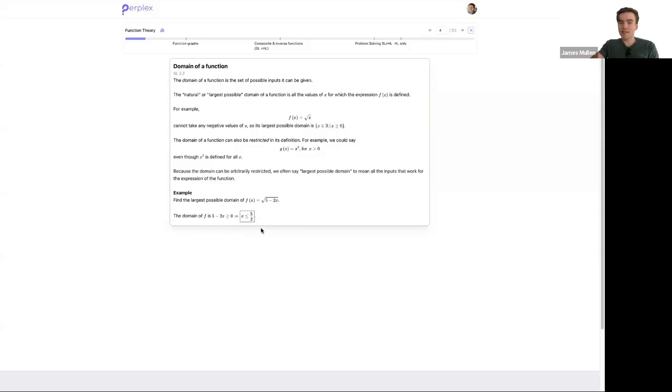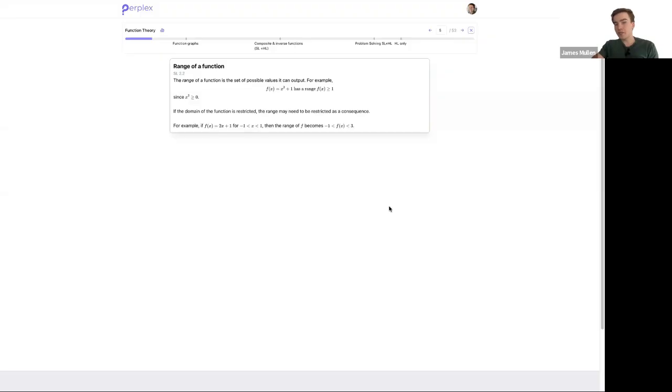And if I rearrange for x, that means that x is less than or equal to 5 over 2. Okay. Range of a function, sort of a similar concept. This is the set of possible values that a function can output. So if I have the function f of x is equal to x squared plus 1, then since x squared is always going to be positive and I'm adding 1 to that, the range of the function is f of x greater than or equal to 1. So the smallest value the function can take is 1, and it can take any value larger than 1.